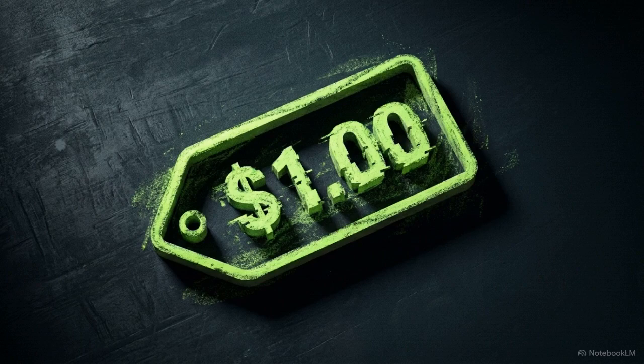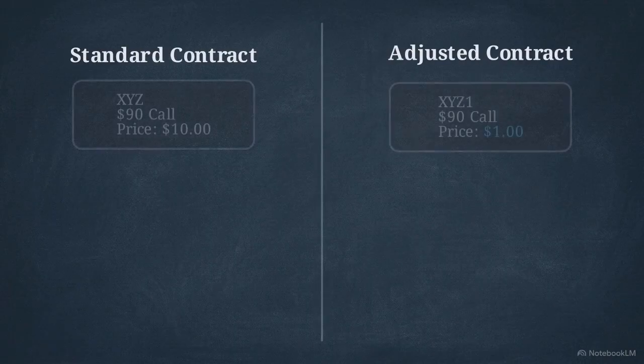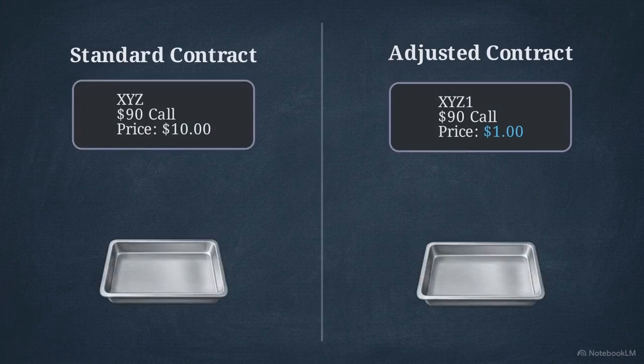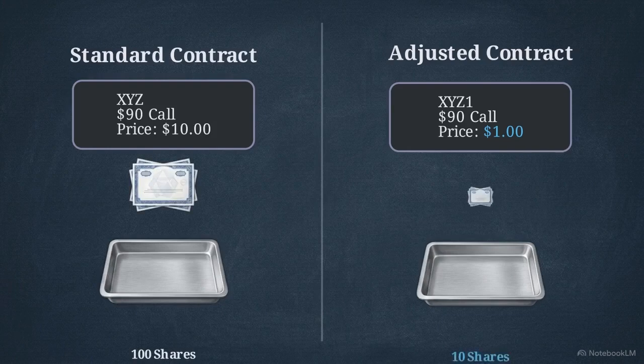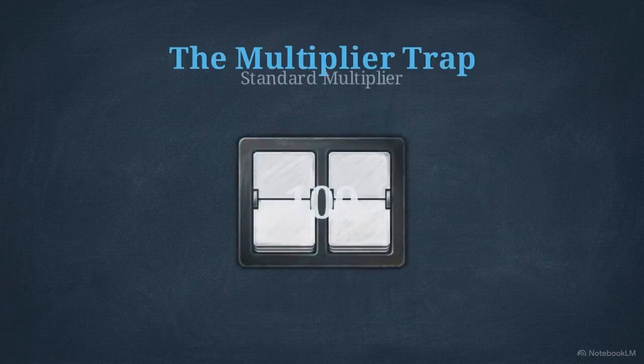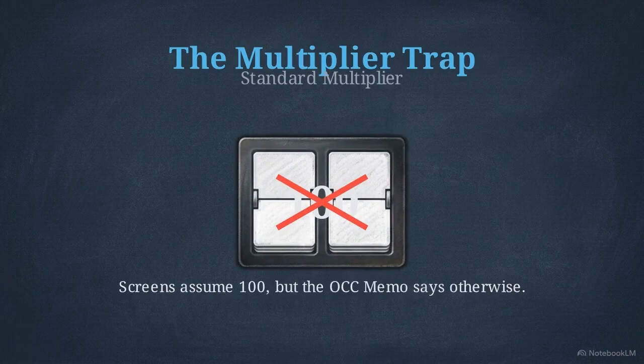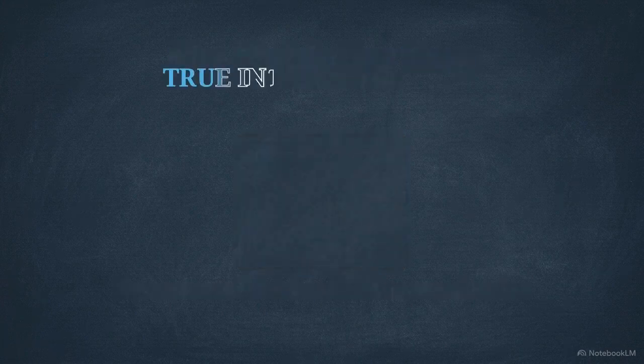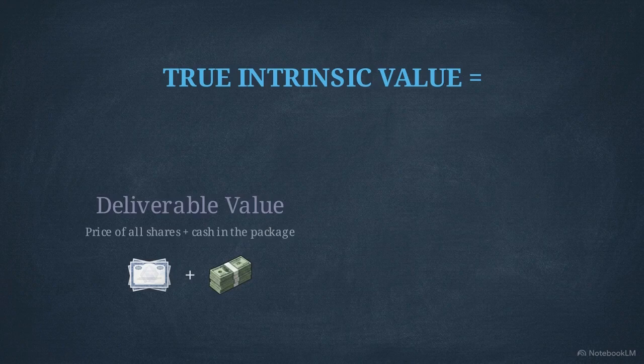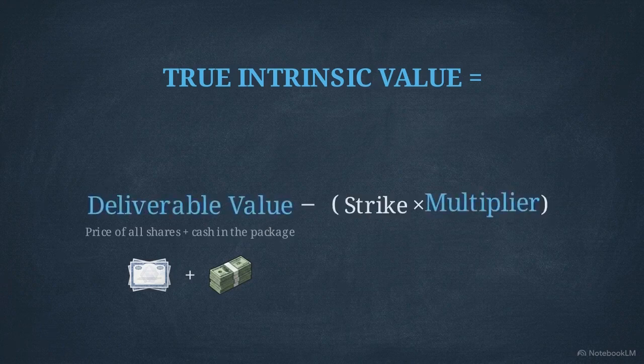Never fall for the illusion of a cheap strike. If an adjusted contract is quoting at a massive discount compared to a standard option right next to it, it is not an arbitrage opportunity. It just delivers far fewer shares. Standard trading screens assume a 100 multiplier, which will feed you false intrinsic value data. You must use the true mathematical formula: calculate the deliverable value, then subtract the strike multiplied by the adjusted multiplier.